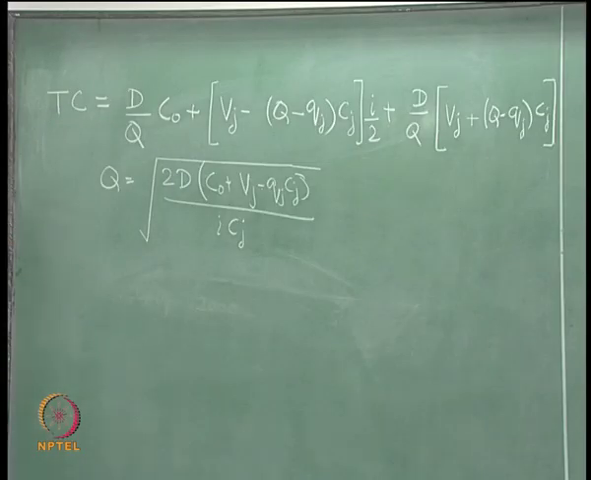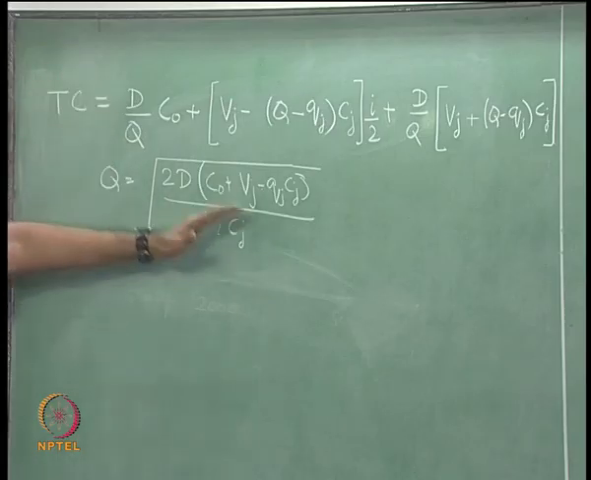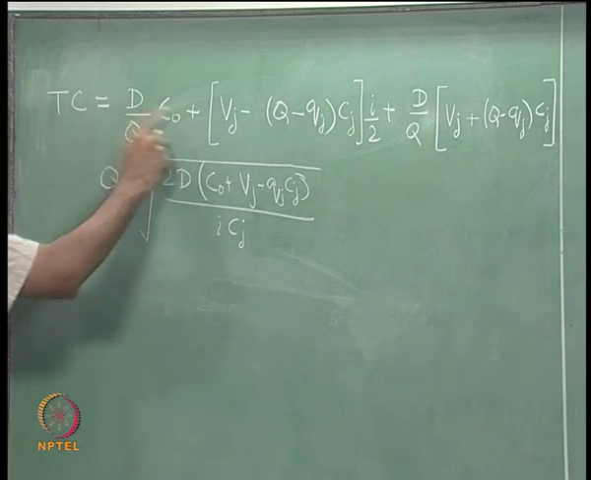Now, let me explain this a little bit, and it is also obvious that when we differentiate this with respect to Q, we are going to get this one. Now, as I said, there are three components: an order cost component, an inventory carrying cost component, and a cost of the item component. Order cost is very clear, D by Q into C naught.